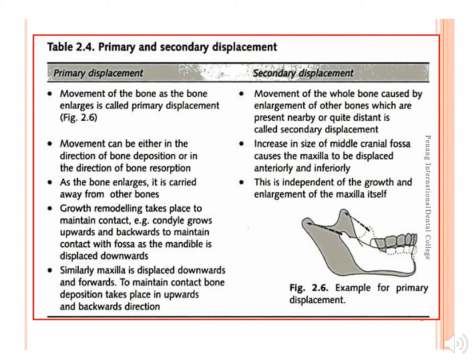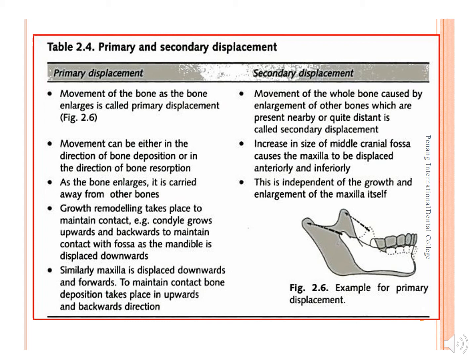For example, the condyle grows upward and backward to maintain contact with the fossa as the mandible is displaced downward. Similarly, the maxilla is displaced downward and forwards to maintain the contact. Bone deposition takes place in an upward and backward direction.